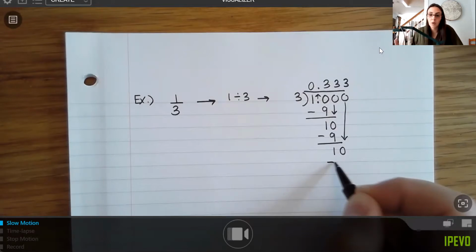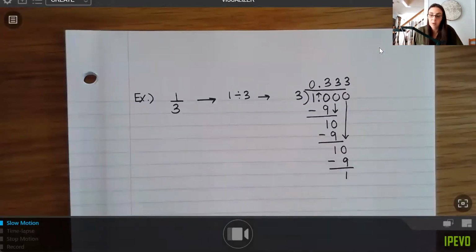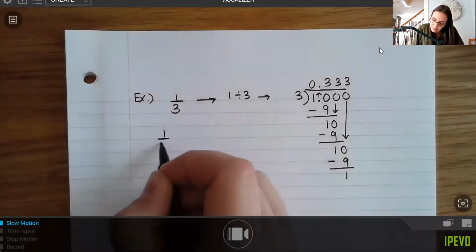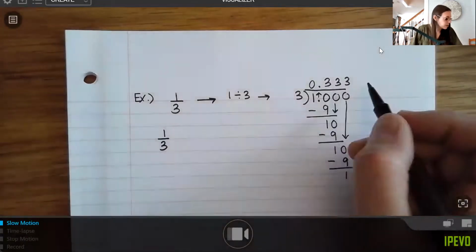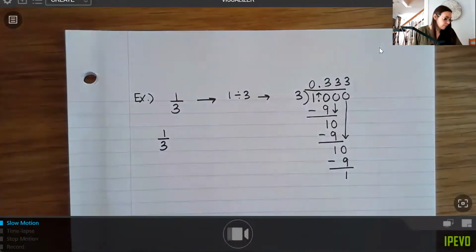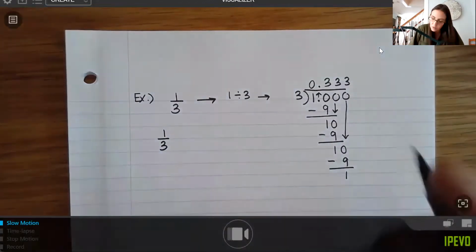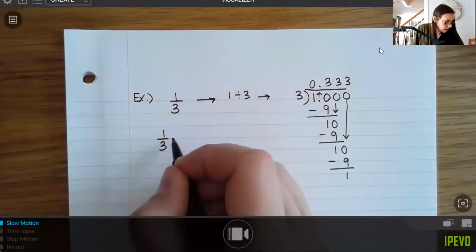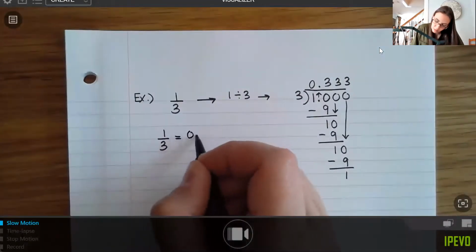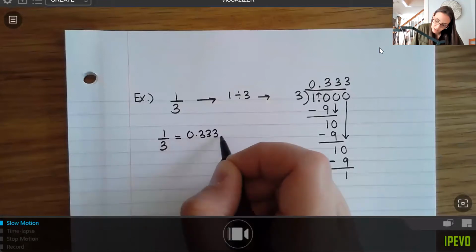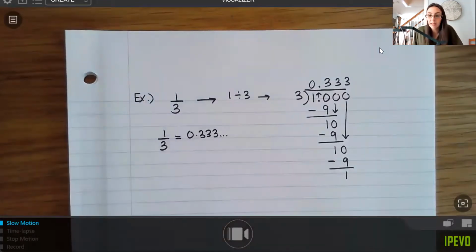So if I notice that something's going to repeat, and I'm 100% sure of it, I'm going to stop. So we're not going to get an exact decimal here. We're going to get a fraction that's going to keep going on and on and on forever. So this is equal to 0.333, and what we can do is we write ... to show that it repeats.